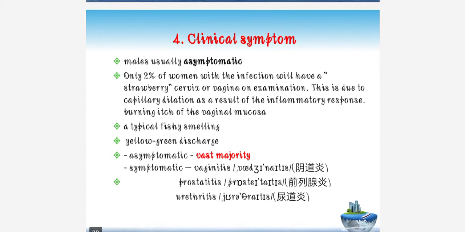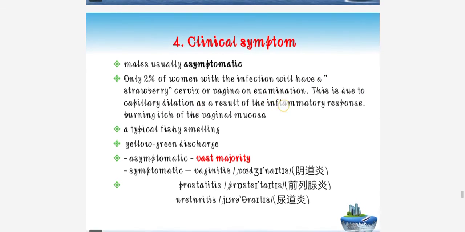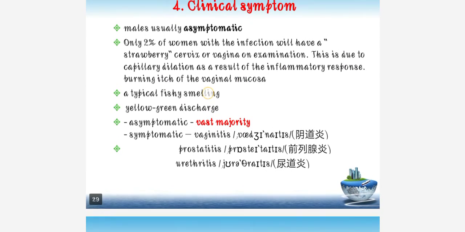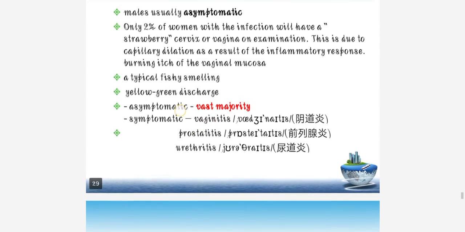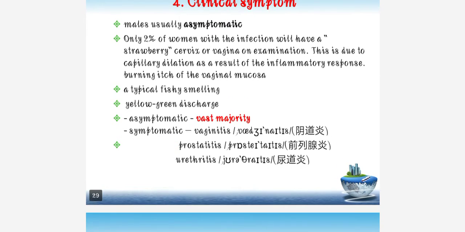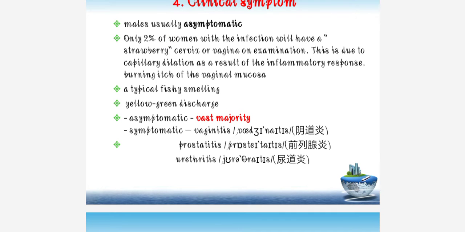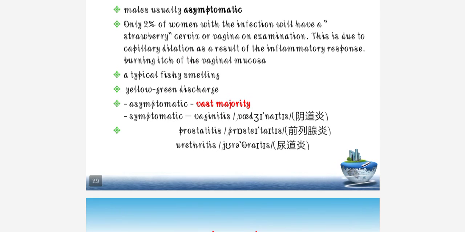Males are usually asymptomatic. Only 2% of the women with the infection will have a strawberry cervix or vagina on examination. This is due to capillary dilation as a result of the inflammatory response, with burning itch of the vaginal mucosa. And next, a typical fishy-smelling, yellow-green discharge, the leucorrhea discharge of the female that we already discussed. So the vast majority of males are asymptomatic, but females may show symptoms. That too, only 2% of infected women will show these special cases like swelling, itching, and fishy-smelling yellow-green discharge.